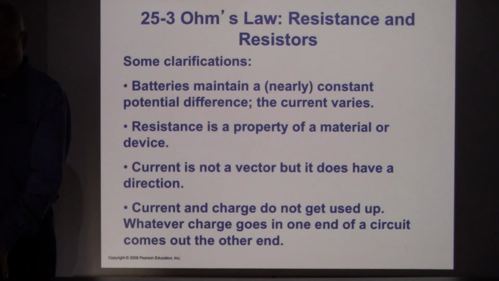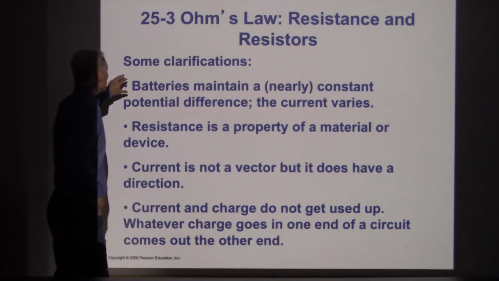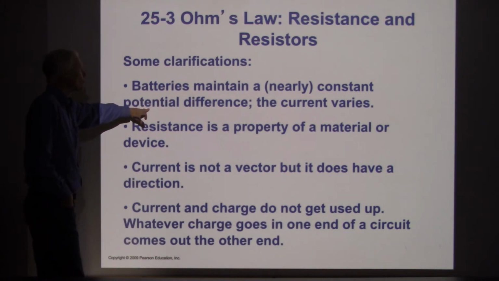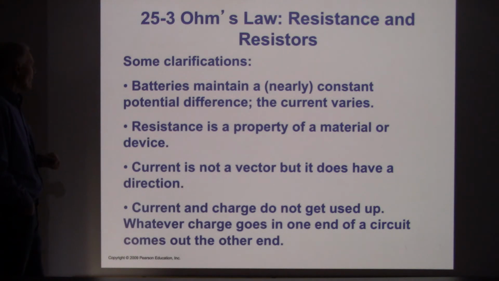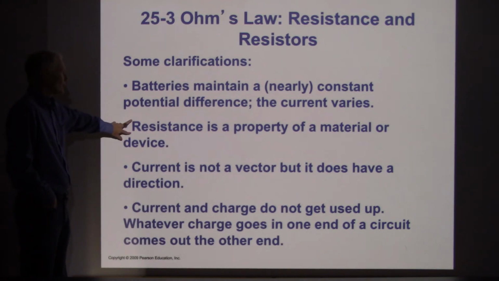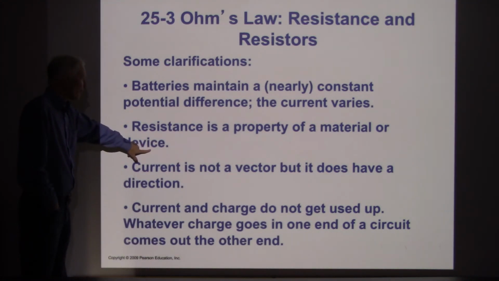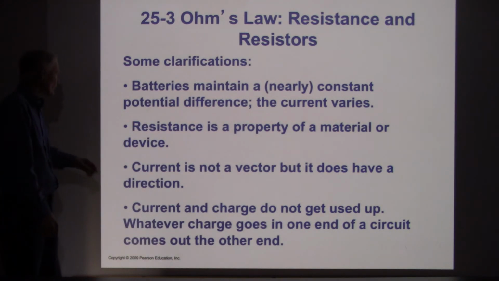All right. Some clarifications. I think we've talked about these. Batteries, we're going to treat them as a constant voltage. So the batteries are maintaining pretty constant voltage. Resistance is a property of the material. That's not true. Resistivity is the property of the material that it's made out of. Resistance is the device itself once it's been completed. So there's resistivity, which is the basic material property, and then there's resistance.